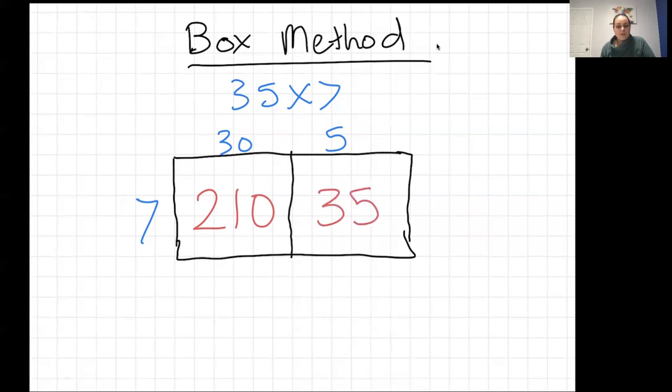Now, just like with distributive property, I take my 2 chunks. I've got chunk 1 and chunk 2, and I need to put them together, okay? So I'm going to add those 2 together, and I get my answer of 245. For me, box method is my favorite with multiplication because it lets me see the pieces and it goes pretty fast for me.